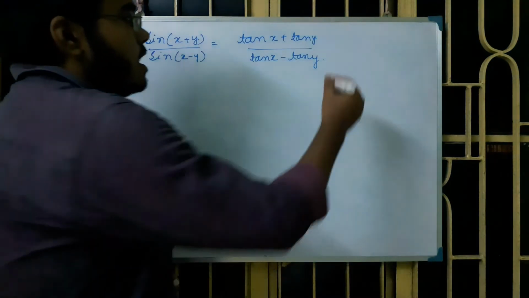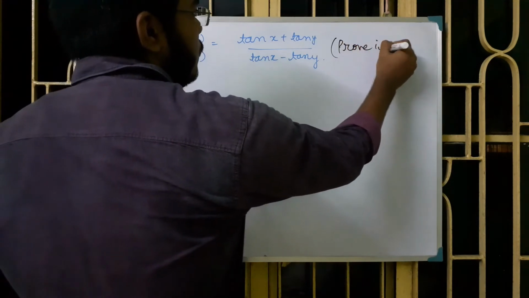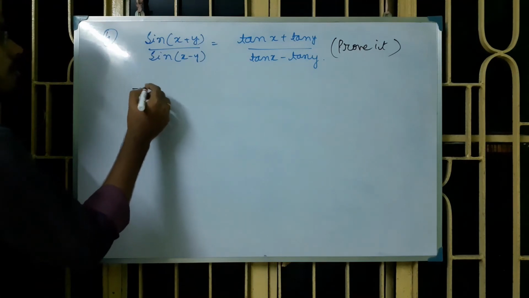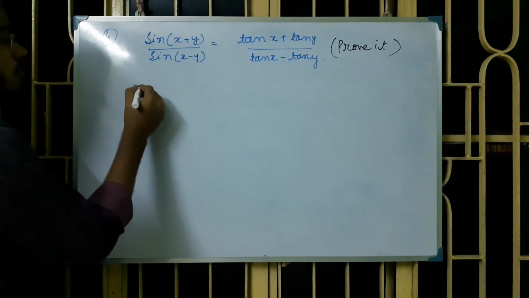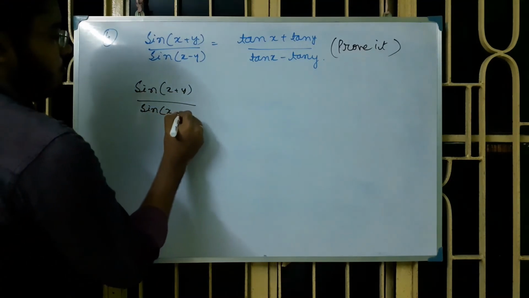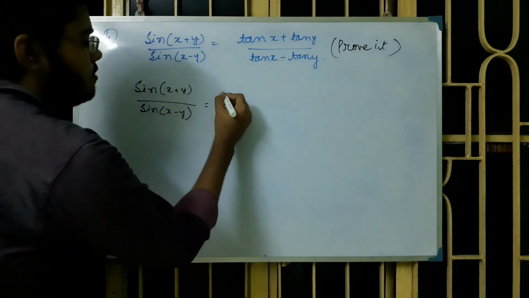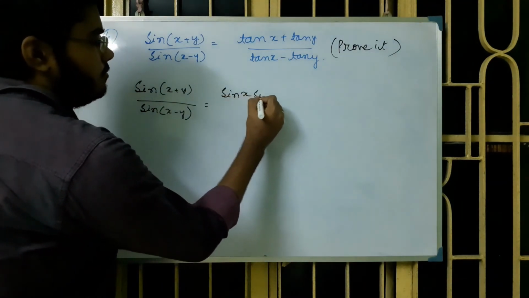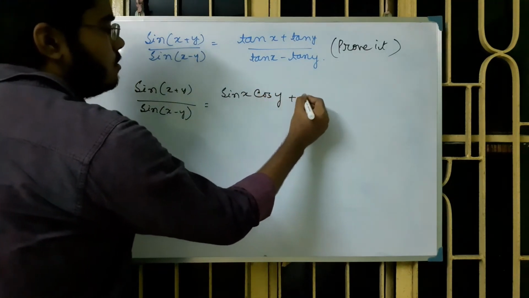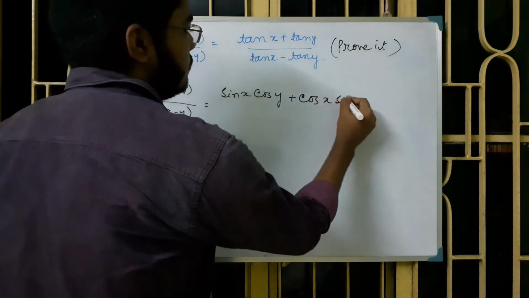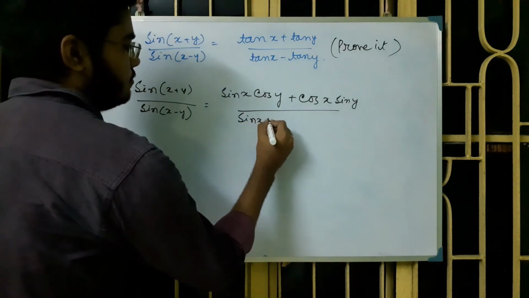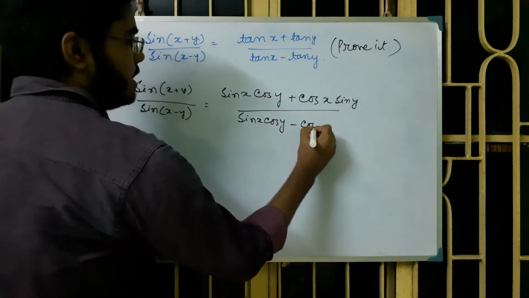We are asked to prove this equation. So just remember the formula. Taking the left hand side, sin of x plus y is sin x cos y plus cos x sin y, upon sin of x minus y, sin x cos y minus cos x sin y.